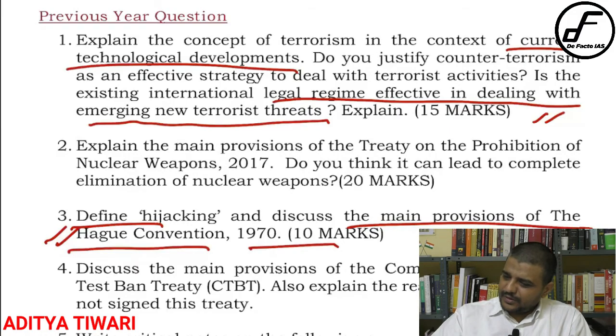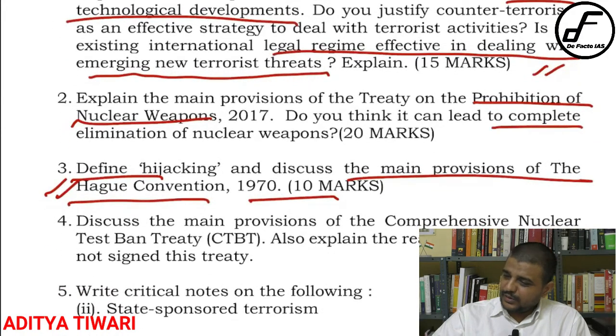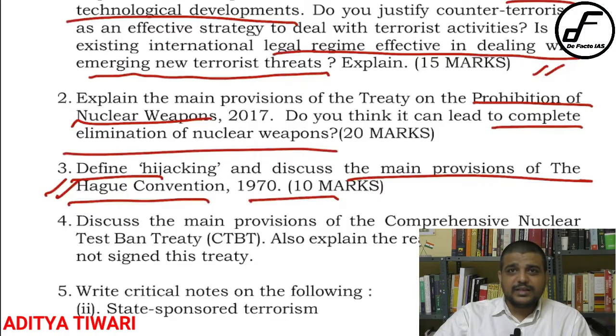Explain the main provisions of the Nuclear Prohibition Treaty recently concluded. Simply pinpoint the major provisions, quite easy actually. Do you think that it can lead to complete elimination of nuclear weapons? Obviously the answer is no, because it is not binding in nature, and it does not say anything with regard to the states that have nuclear weapons. There is no mandatory condition.